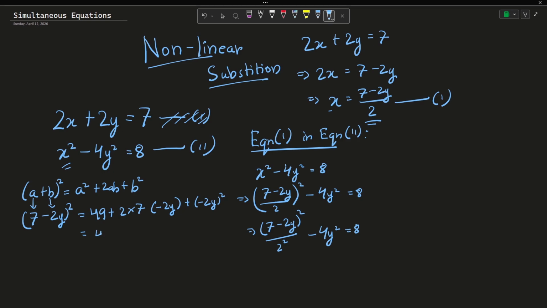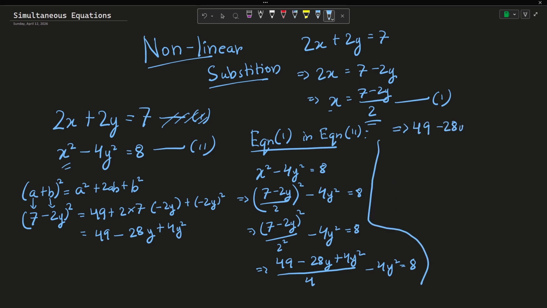Now we just have to simplify it. So 49 stays as it is, and then 2 times 7 is 14, and 14 times minus 2 is minus 28. As you can see, we have a minus sign here, so it will multiply with the positive signs and make it negative. So it will be 49 minus 28y plus 4y squared. Now we'll just have to put this inside our equation. So here we have (49 minus 28y plus 4y squared) divided by 4 minus 4y squared is equal to 8.